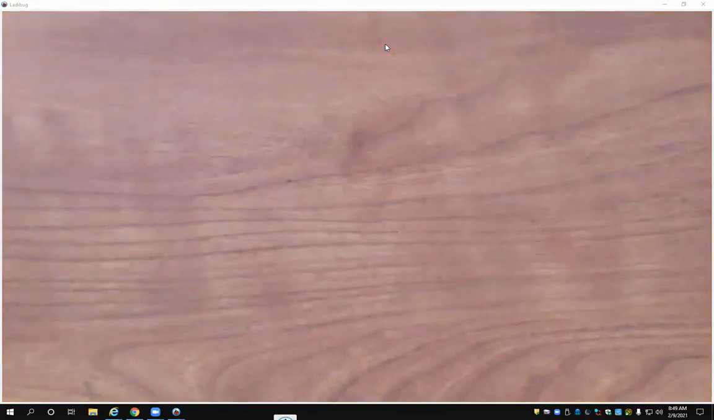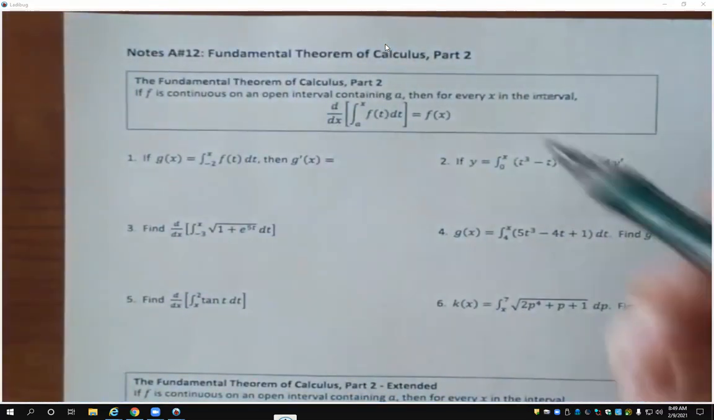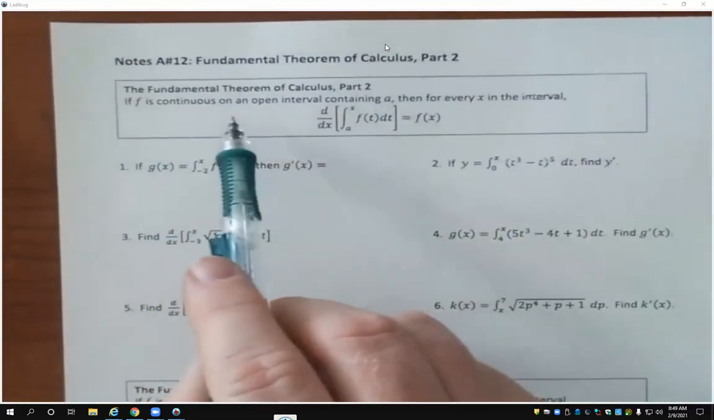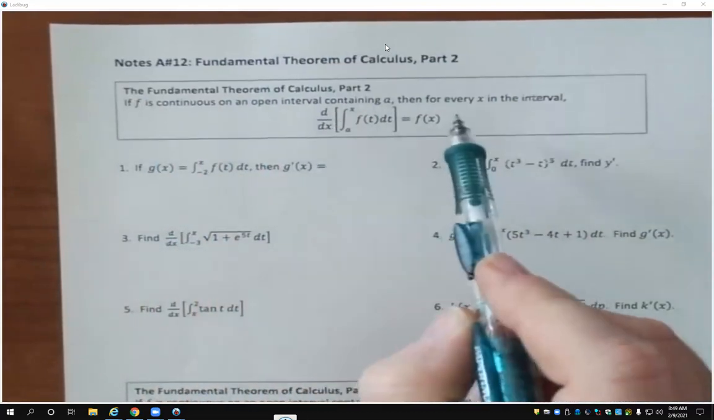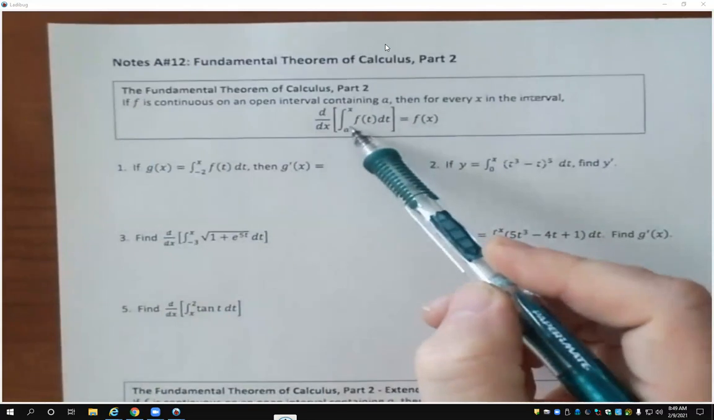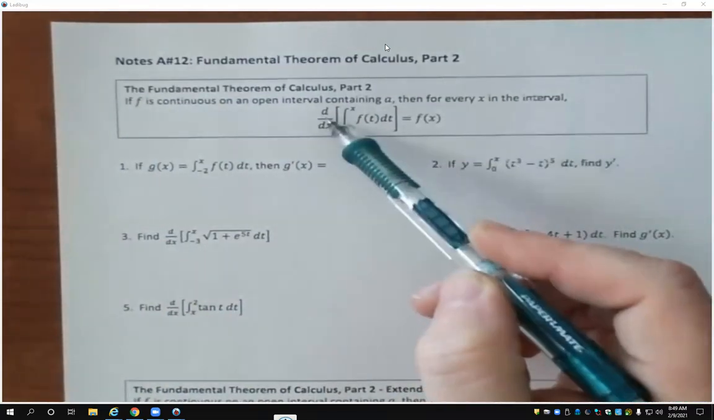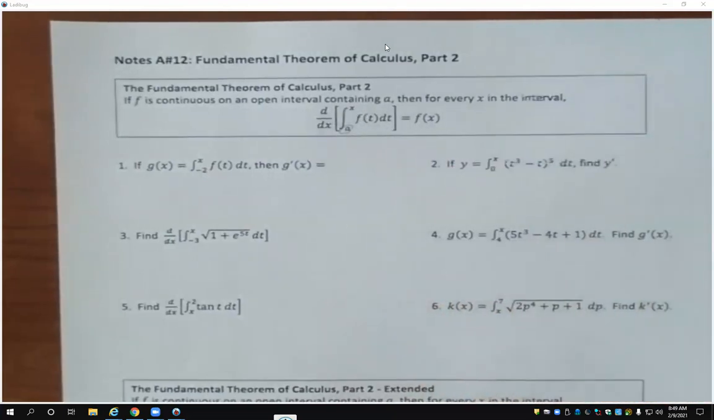All right. Let's look at the notes for today, which is assignment number 12. We're still on the fundamental theorem of calculus part 2. And basically what I was just telling you is what this is saying right here. Okay. If f is continuous on an open interval containing a, that's this value a right here, then for every x in the interval, the derivative of the antiderivative of f of t dt is equal to f of x.